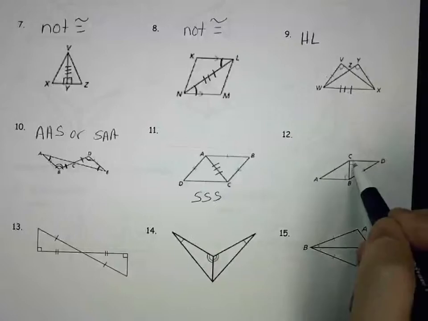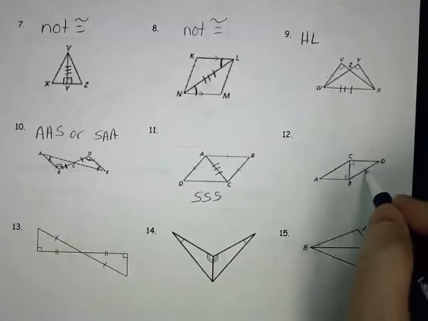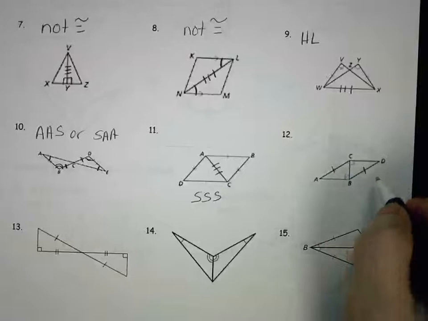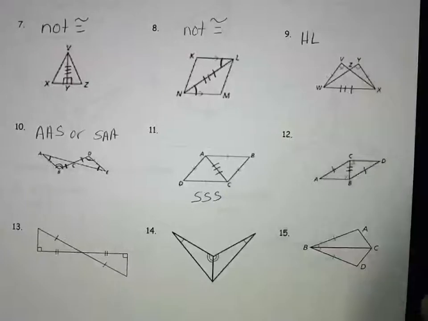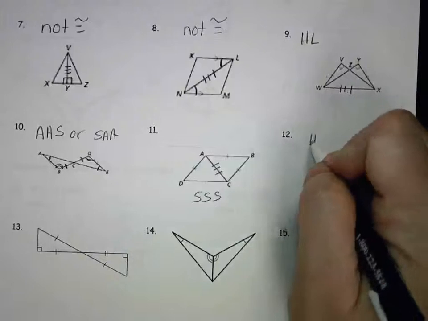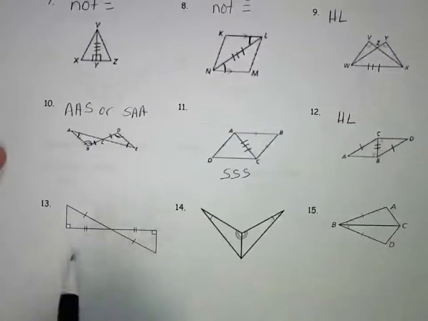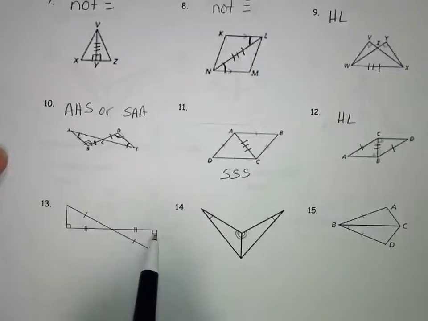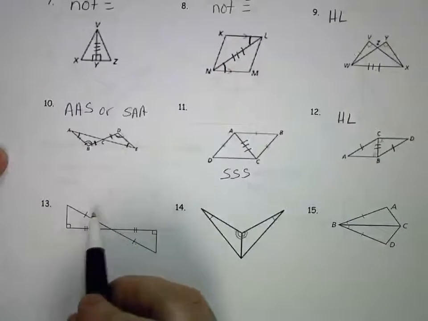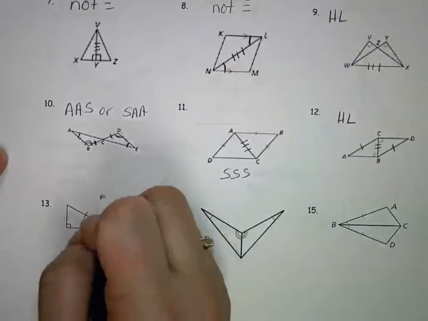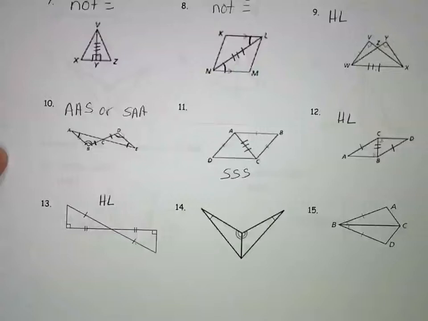Number 12, we have some right angles. Hypotenuse congruent to a hypotenuse. That side is congruent to that side. So that will be hypotenuse leg. Number 13, we have a right angle congruent to a right angle. Hypotenuse congruent to a hypotenuse. A leg congruent to a leg. So that would be yes by hypotenuse leg.